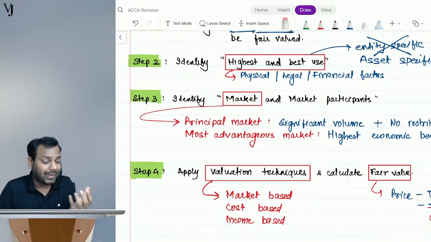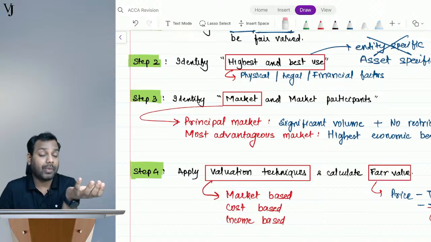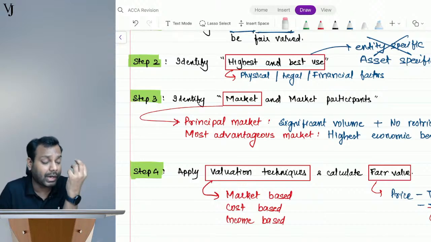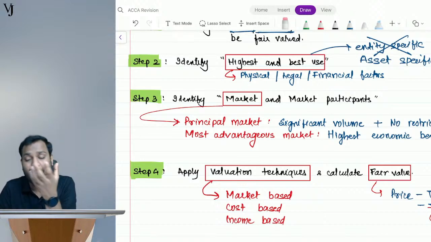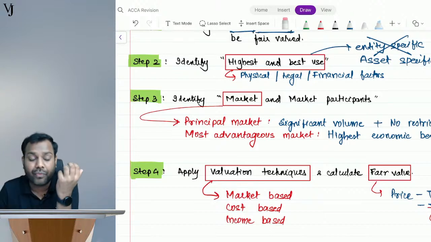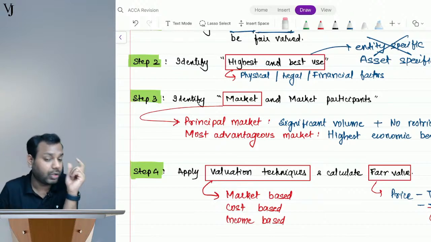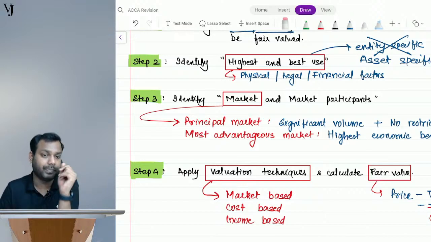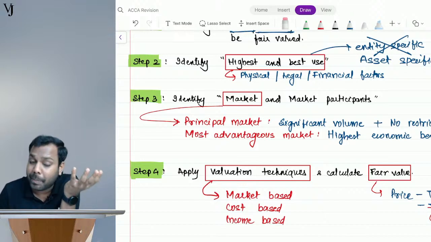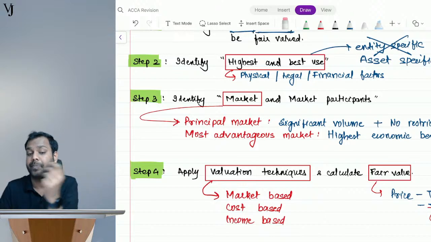So for this asset, if I continue to do farming, it is valued at 2 crores. If I make a residential building, 8 crores. If I make a commercial building, 10 crores. I will say the fair value of the land is 10 crores, not 2 crores, because the highest and best use is the commercial space.